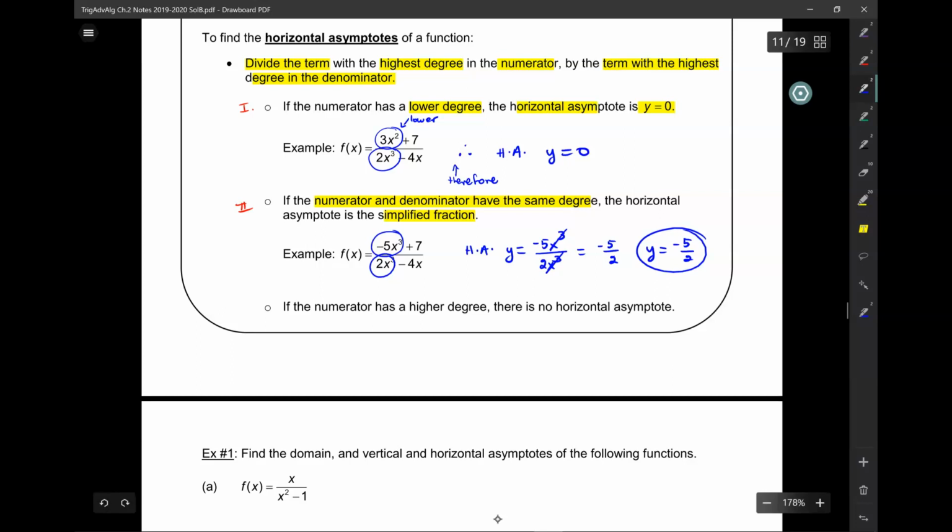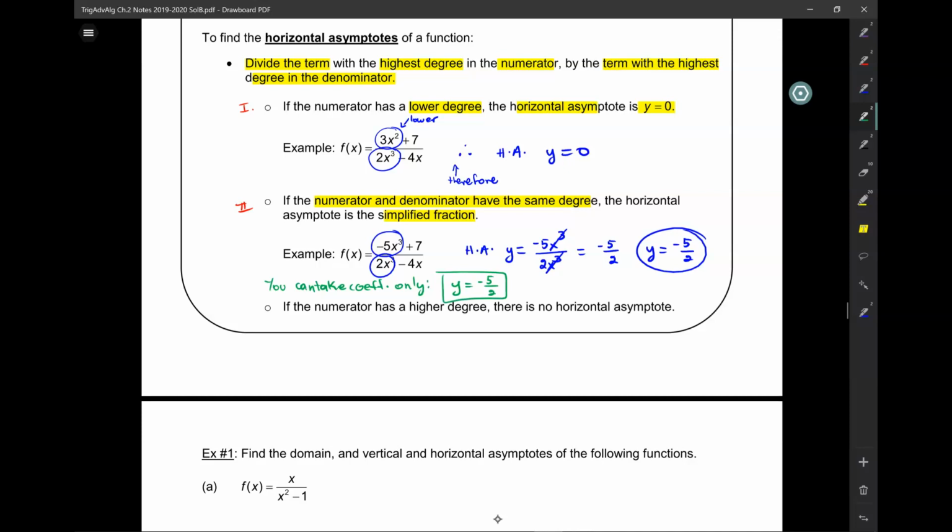Okay? So you can take coefficients only, and you can just say y equals -5/2 from the very beginning. All right, so that's if they have the same degree.